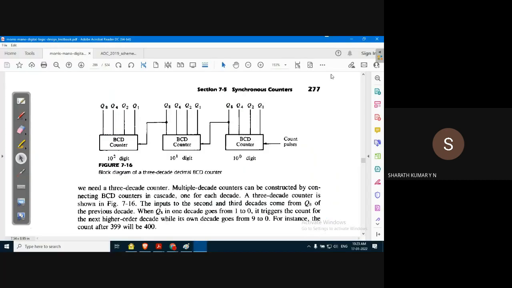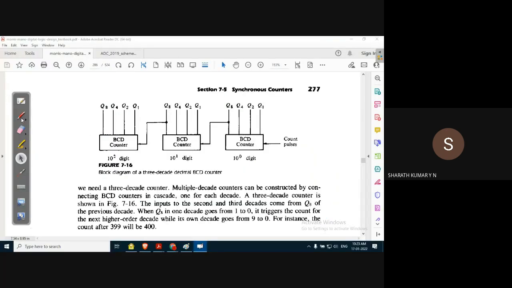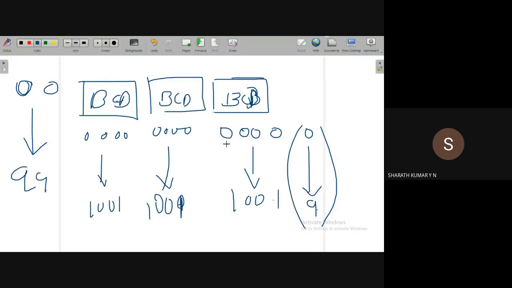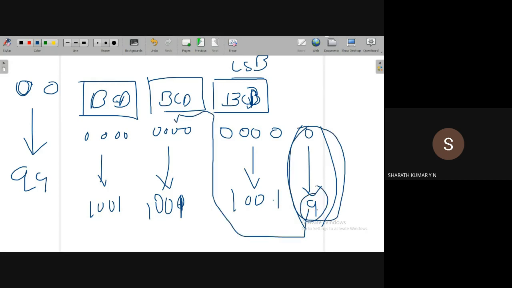But when we interface like this, observe: how should the count start? The LSB counter will start the count from 0 to 9. When it reaches 9, the next counter should start. The second counter starts from 0 and goes up to 9. Once the second counter reaches 9, the third counter should start the count, which again goes from 0 to 9.